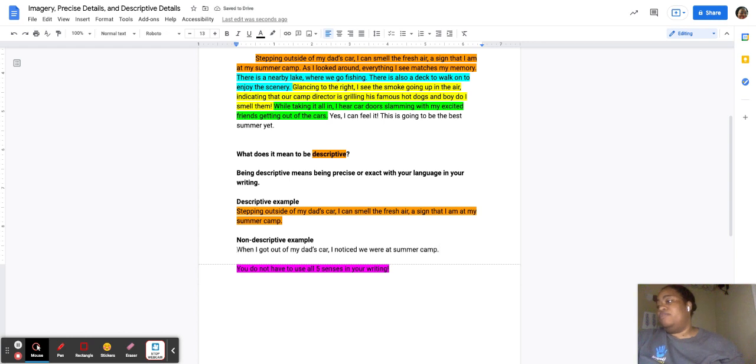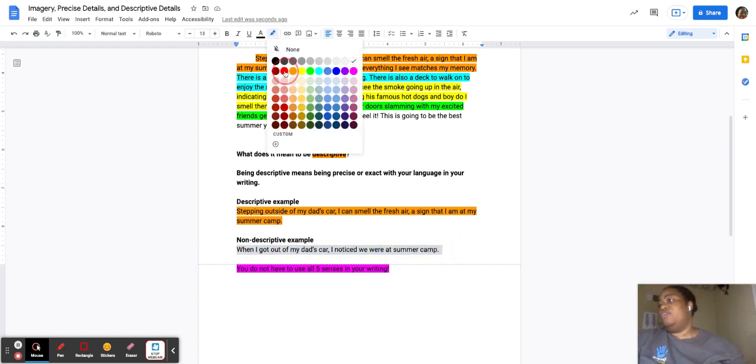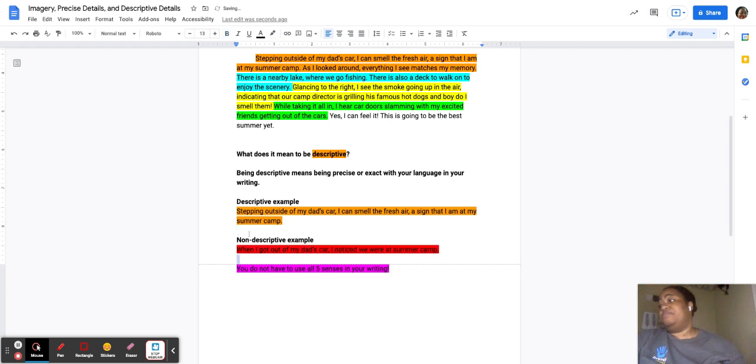Now let's look at both examples. We're going to highlight that in red because it's not descriptive, right? It talks about the same thing, but the descriptive example is, "Stepping outside of my dad's car, I can smell the fresh air. That's a sign that I'm at summer camp." The other is, "When I got out of my dad's car, I noticed we were at summer camp." Doesn't it sound a lot more descriptive? Yes, it does. So remember, you do not have to use all 5 senses in your writing.